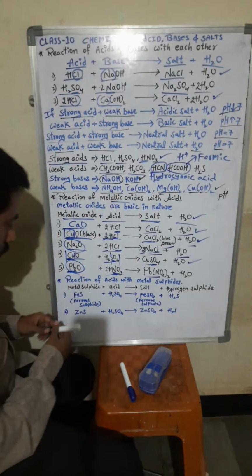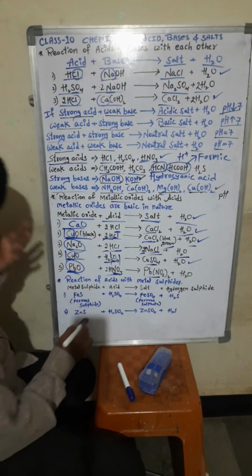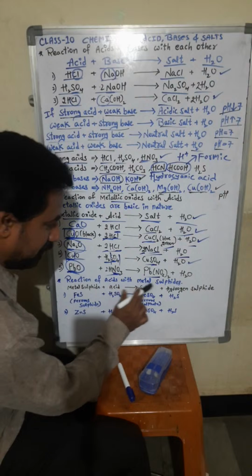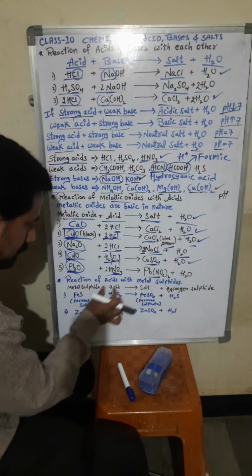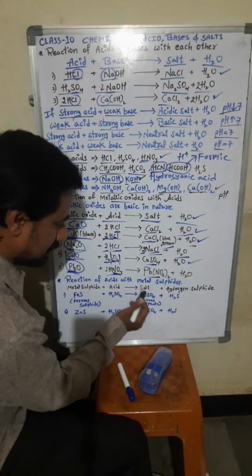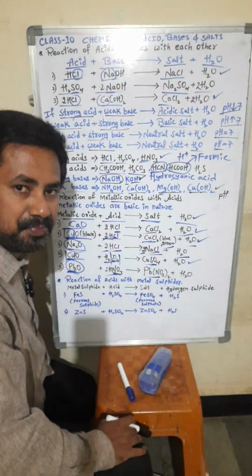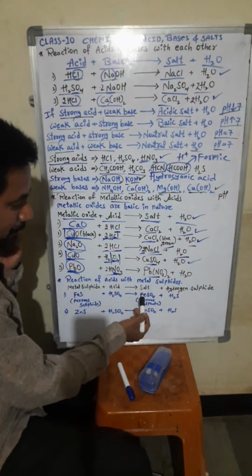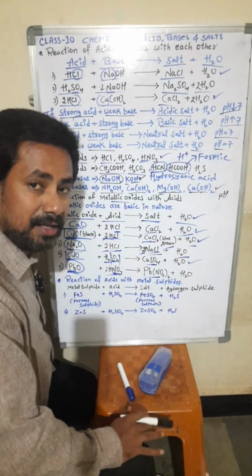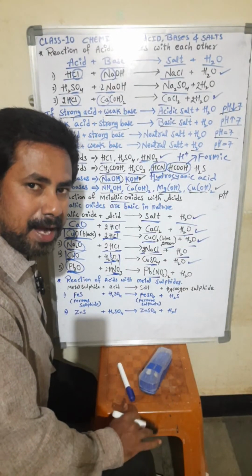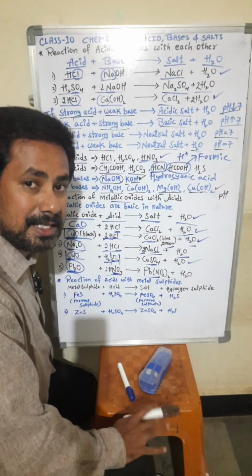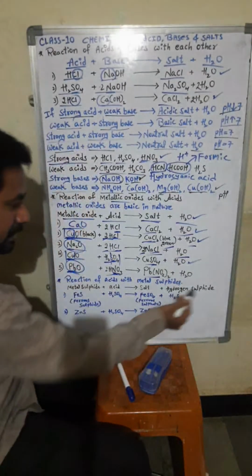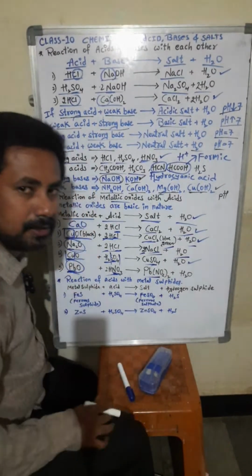So what is the formula? Metal sulfide plus acid: reaction of acid with metal sulfide. When metal sulfide and acid react, salt plus hydrogen sulfide will form. Here it is salt plus water, here salt plus hydrogen sulfide. Metal sulfide plus acid gives salt plus hydrogen sulfide. Fix this in your mind. Repeat this 10 times in your mind.